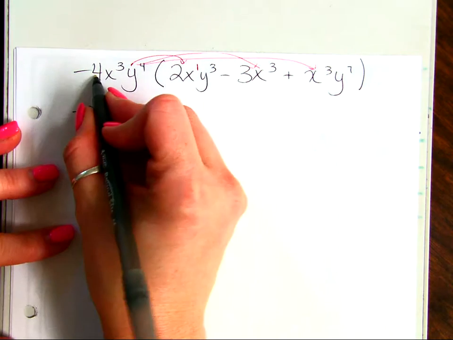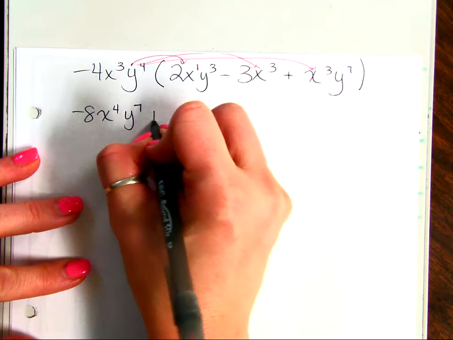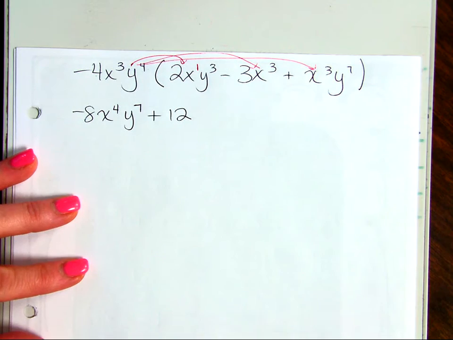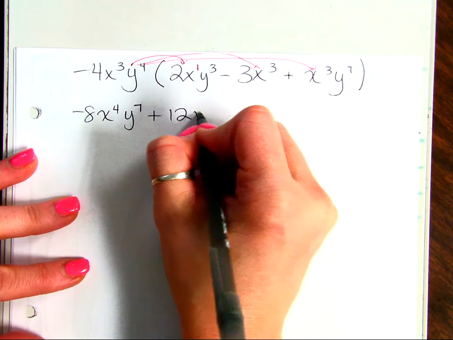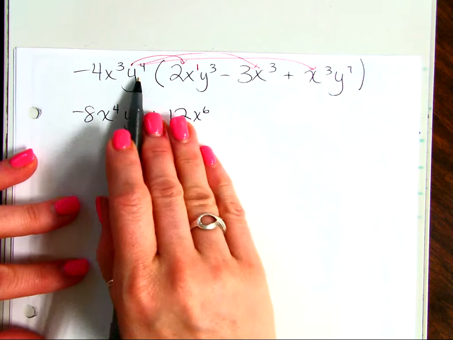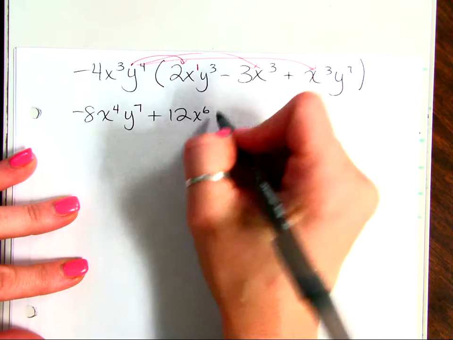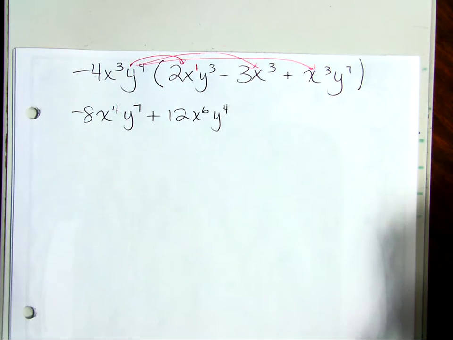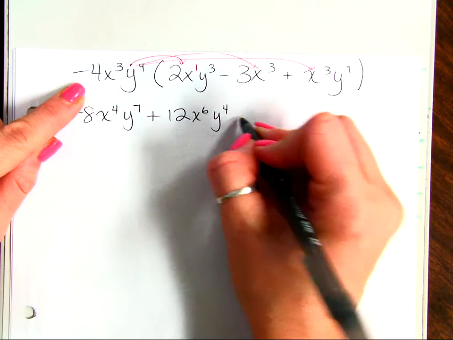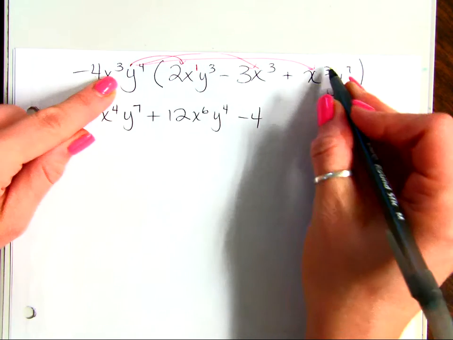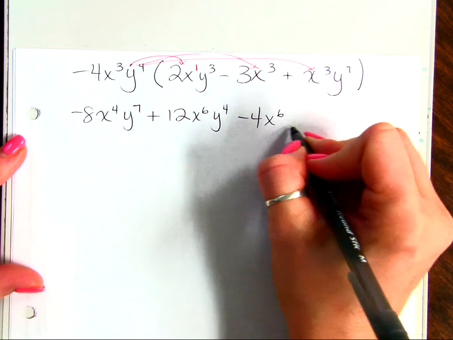Negative 4 times negative 3 is positive 12. 3 plus 3 is 6. There's 4 here. No y's here. Y to the fourth. Negative 4 times positive 1 is negative 4. 3 plus 3 is 6 again. And 7 plus 4 is 11.